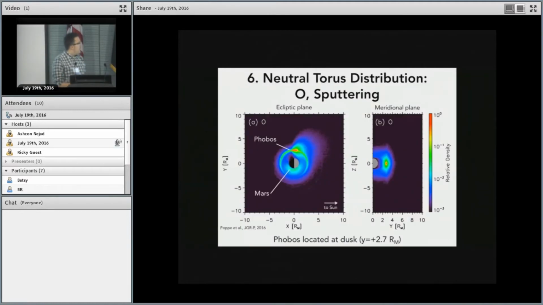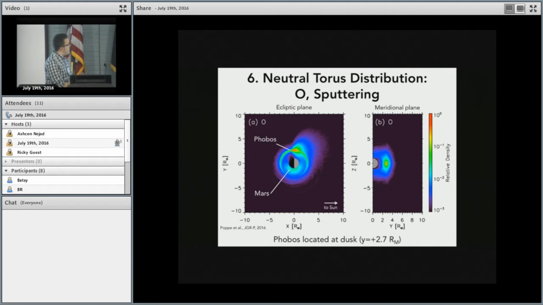So here's what the neutral distribution looks like from Phobos. You see Mars in the center. Phobos in this snapshot is located off at dusk. This is looking in the ecliptic plane, while this is a cut in the meridional plane. And you can see it's not exactly a torus so much as a series of arcs. There's this big plume right here that's coming directly from Phobos. Those are neutrals directly sputtered from the surface that have velocities higher than Mars' escape velocity, so they're essentially spraying out into interplanetary space.